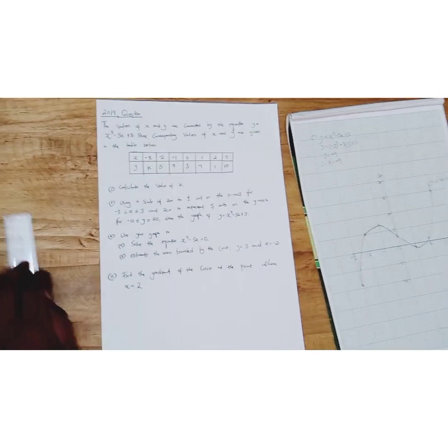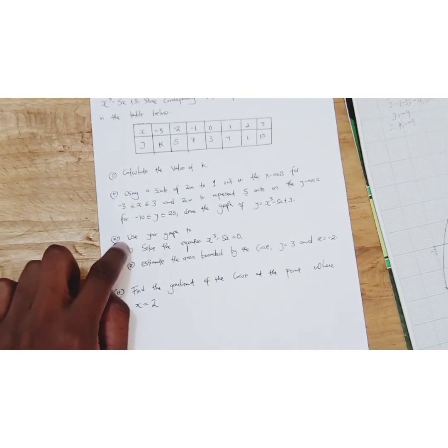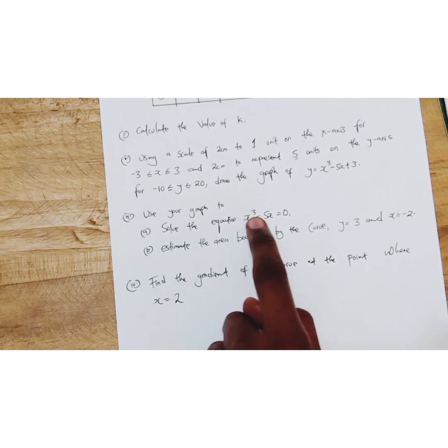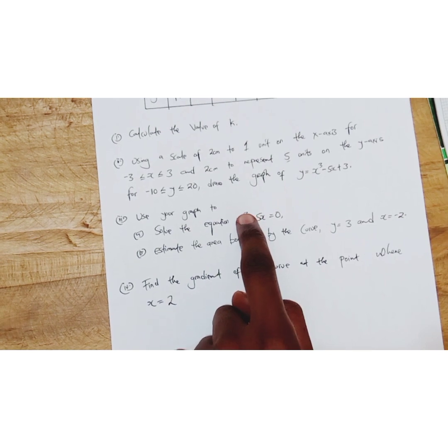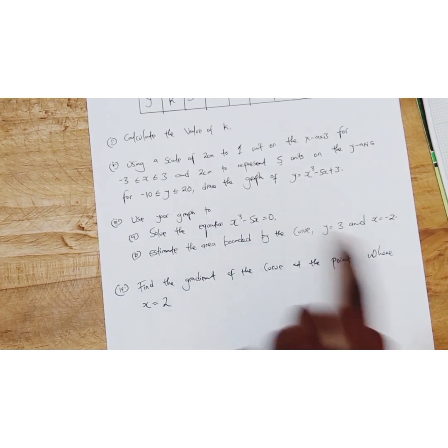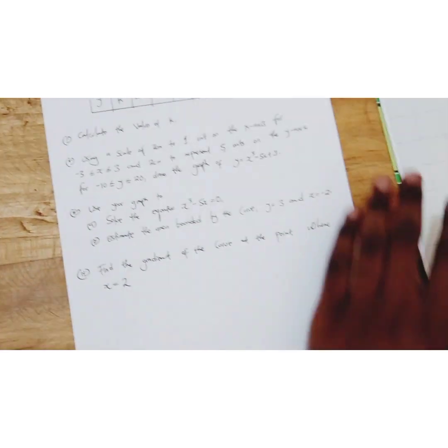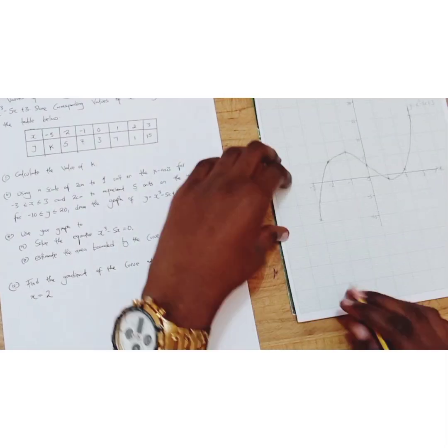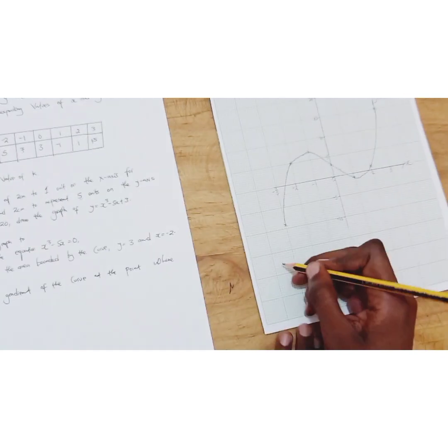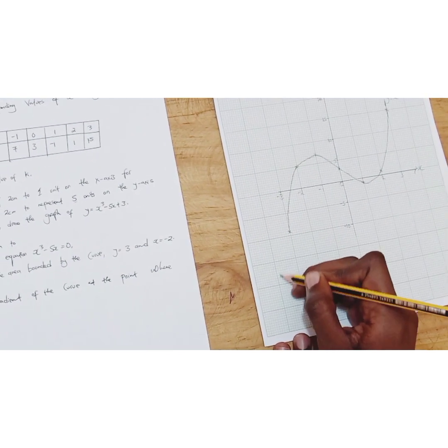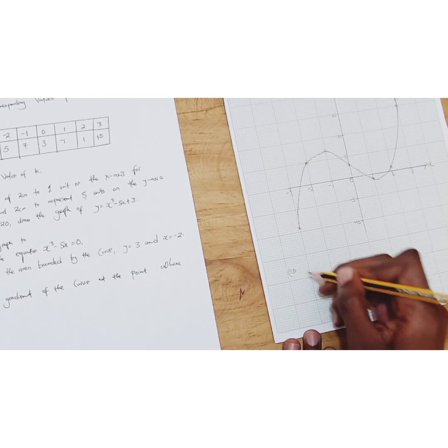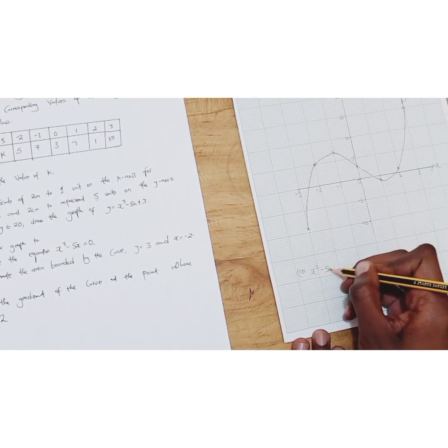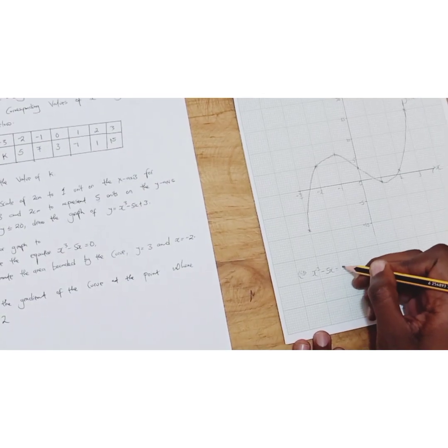Let's look at our third question. Use your graph to, number 1, solve the equation x to the power 3 minus 5x is equals to 0. This is what you do. So never write the following answers close to your graph. That's why there's space here. So I have this is question 3. They have told me I should solve this x to the power 3 minus 5x is equals to 0.